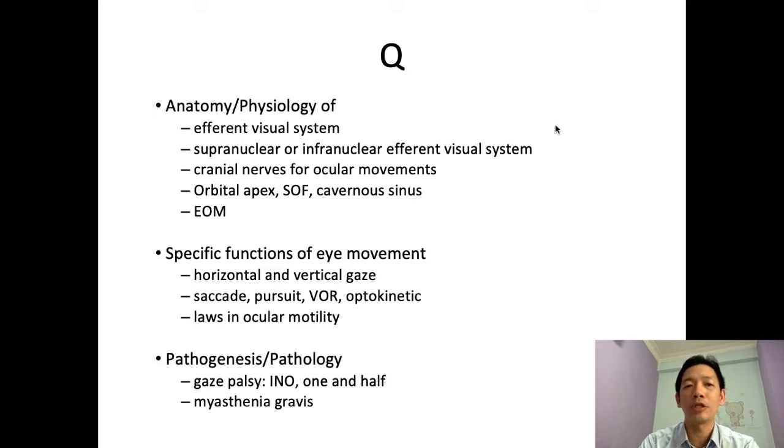For example, we ask you what is the orbital apex, or what is the anatomy of a certain cranial nerve. The other physiology question is the specific function of eye movement. We can ask you to tell us regarding the horizontal gaze, the vertical gaze, and also other individual ocular movement functions like saccade and pursuit. The other common question is like loss of ocular motility. Some other pathogenesis and pathology questions are also related to the ocular motility.